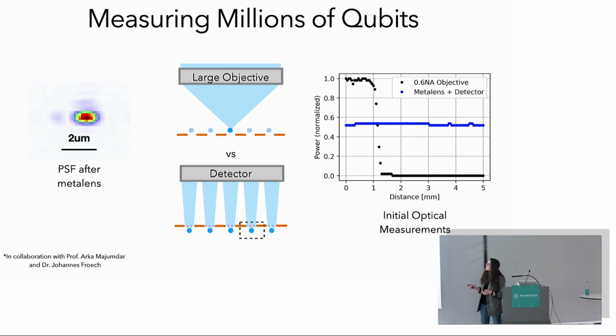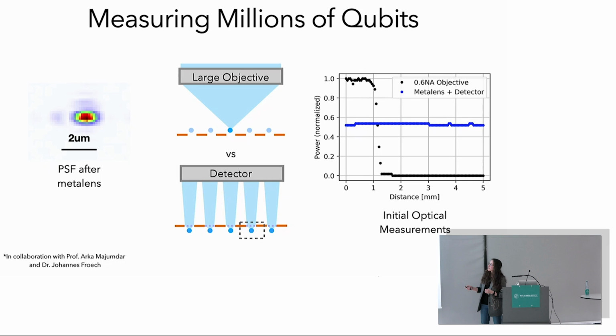And then we see what happens when we collect it through a 20x objective with 0.6 NA. It's all normalized to what we collect through there. We can see that we get very high collection efficiency, but we can really only collect over 1 millimeter, right? And that's what's shown here. We wouldn't be able to collect any light from these neighboring traps.